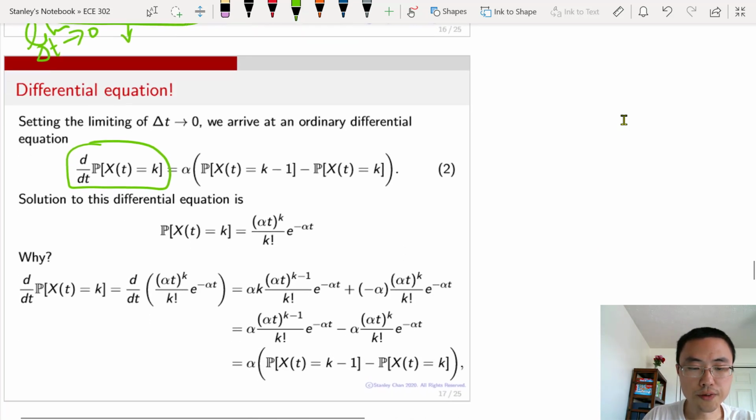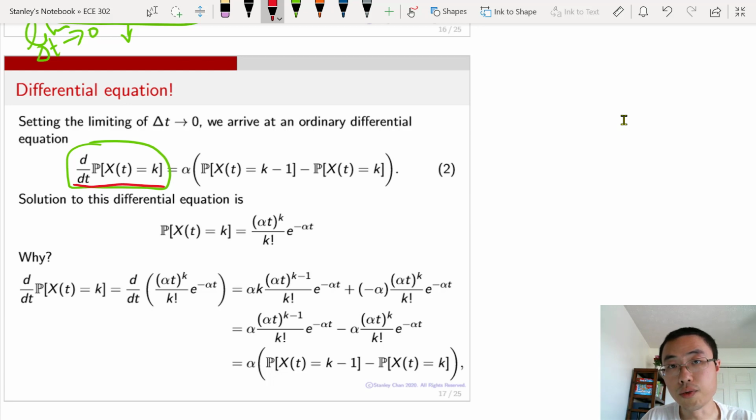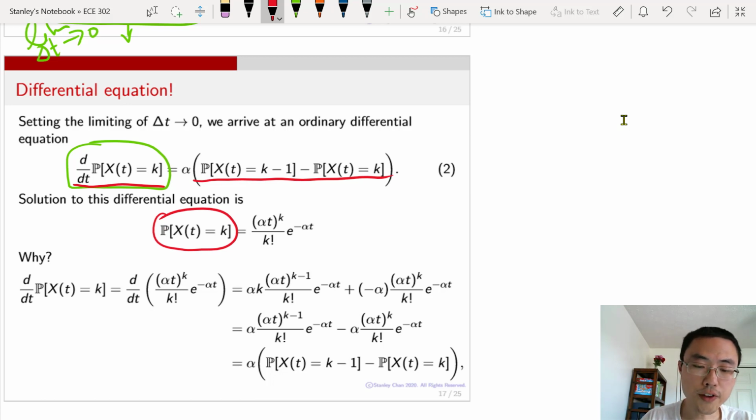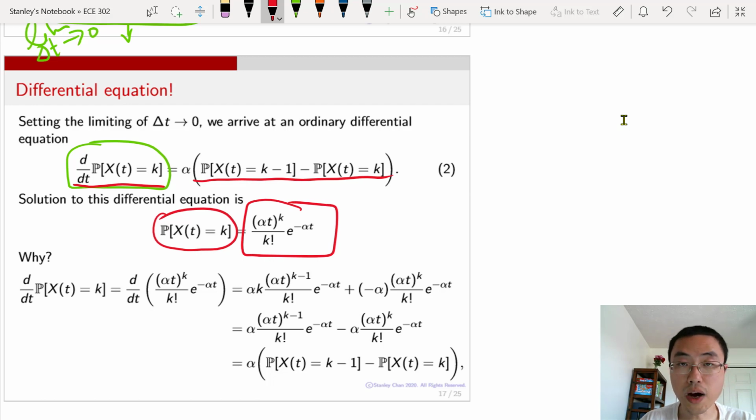Now, to solve this differential equation, right? Why is it a differential equation? Because on the left-hand side it is a derivative, and on the right-hand side it is a function of t. You solve this differential equation for this probability of X of t equals k, and then you can find that the solution is given by this equation. This is (alpha t) to the power k divided by k factorial times e to the minus alpha t. Now, I'm giving you this formula, so the proof will be pretty straightforward. You can just plug this number into the equation and check if this equality actually holds.